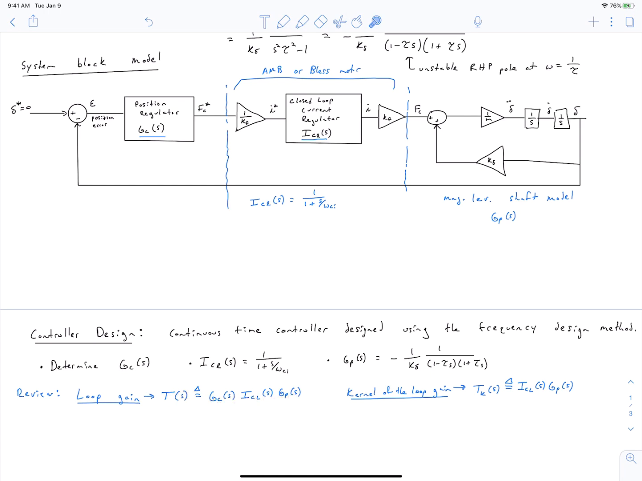The other term that we're going to be using here is called the kernel of the loop gain, and that is the loop gain, all the components of loop gain except for the controller. So that means we start here and we go all the way around over here. We just don't include the controller. So the kernel of the loop gain is our current regulator transfer function times our magnetic bearing transfer function right here.